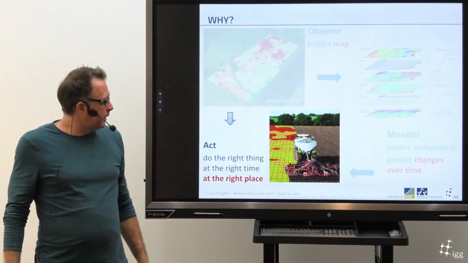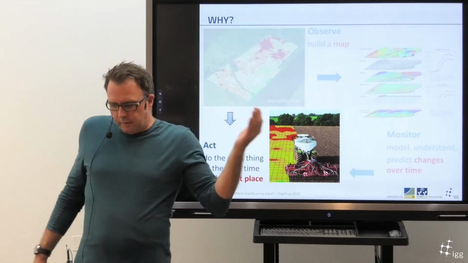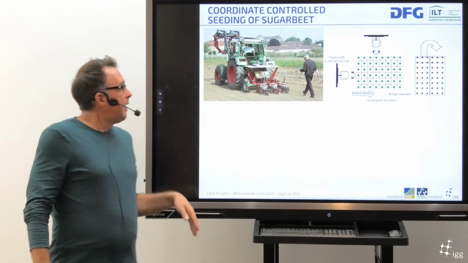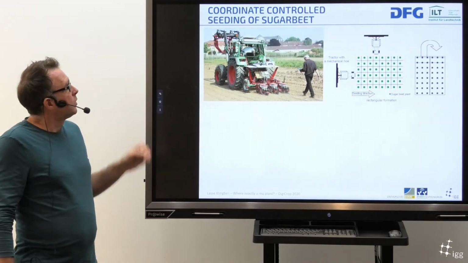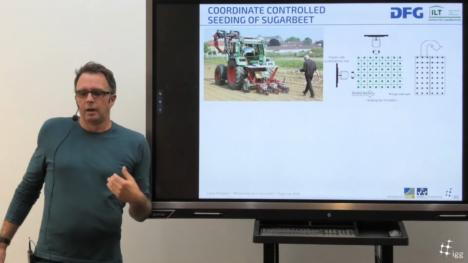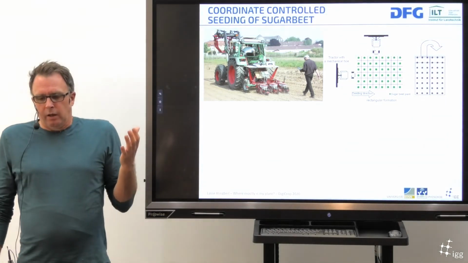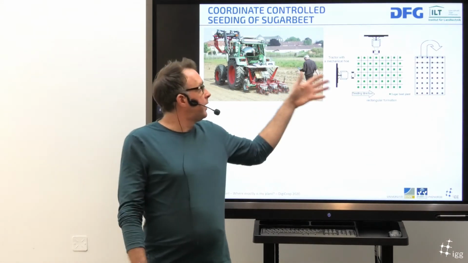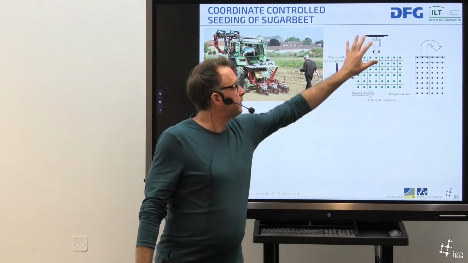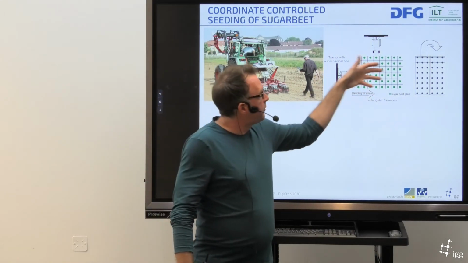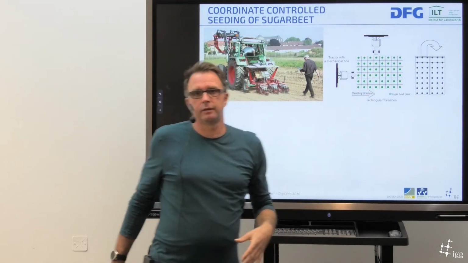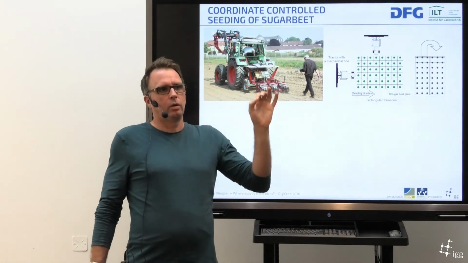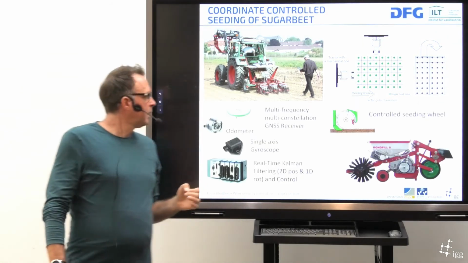The last example is something which is acting, meaning doing the right thing at the right time at the right place. The example here is coordinate controlled seeding of sugar beet. The goal here was to generate a grid of sugar beets where we can go with a mechanical hoe from both sides, right? So we have a perfect rectangular grid of sugar beets. And the idea was to place the sugar beets really controlled by the GNSS coordinates.